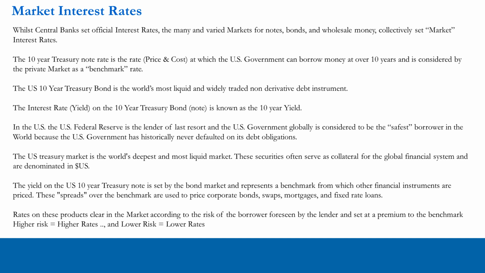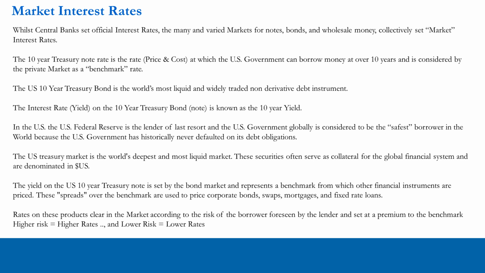So as a "benchmark," it's used by the private market as a reference point to price risk, to price bonds, notes, and wholesale money in the private market. Now, in the US, the US Federal Reserve, the central bank in the US, is the lender of last resort. And the US government globally is considered to be the safest borrower in the world, because the US government has historically never defaulted on its debt obligations.